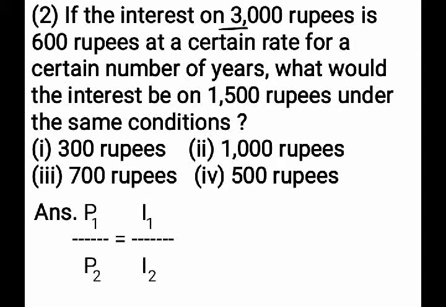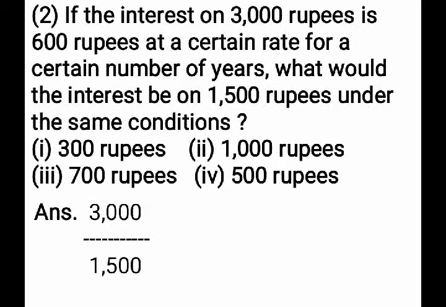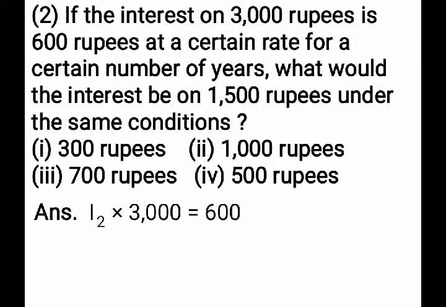Principal 1 is given 3000 rupees and principal 2 is given 1500 rupees. Substitute those values in the fraction form: 3000 upon 1500 is equal to interest 1, which is 600 rupees, upon interest 2, which you have to find. Now use the cross multiplication method: interest 2 multiplied by 3000 is equal to 600 multiplied by 1500.